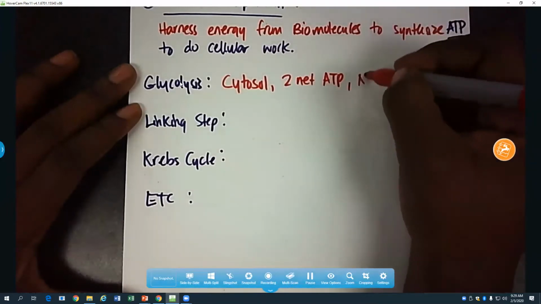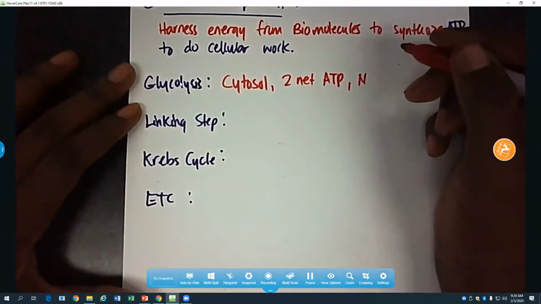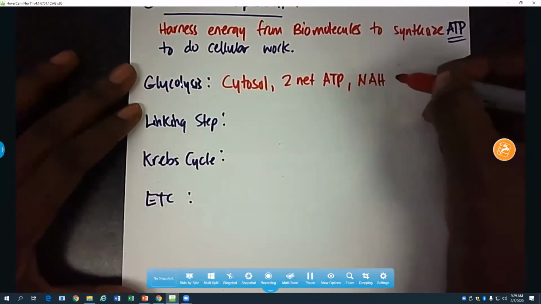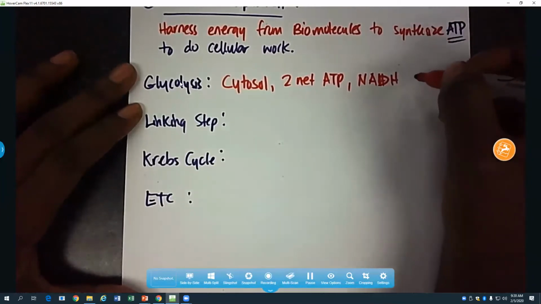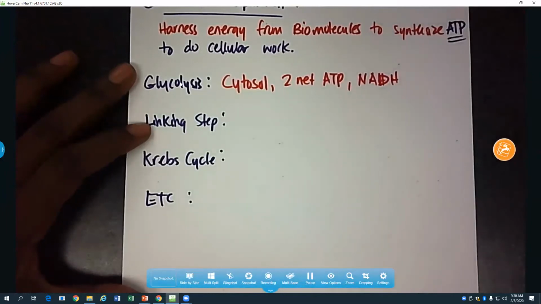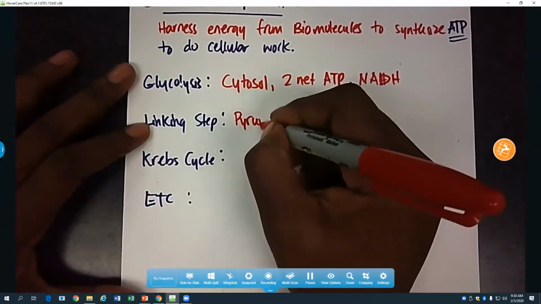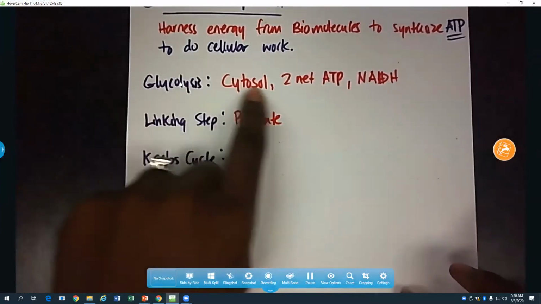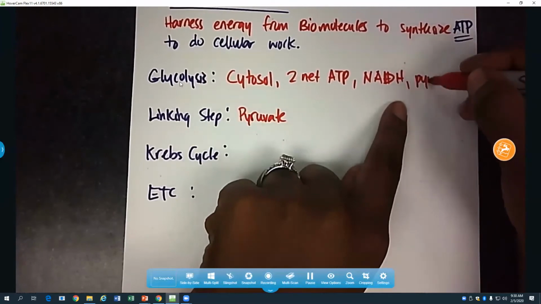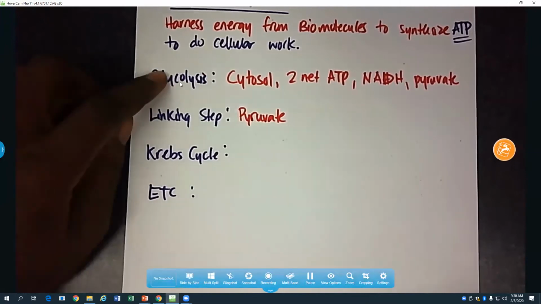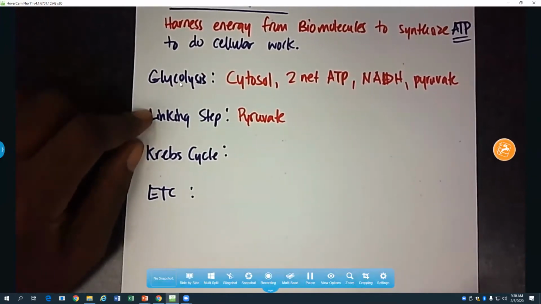Okay, we also produce NADH, which is the reduced form carrying some electrons, but make sure you understand the difference between oxidation and reduction. Right, so NADH goes off to the electron transport chain. We talked about the linking step where pyruvate is used. So the pyruvate that we make from glycolysis goes into the mitochondria.